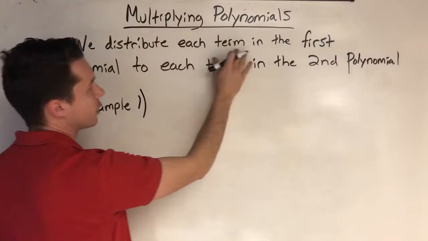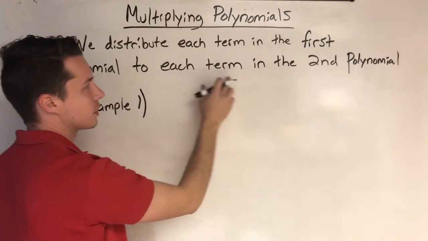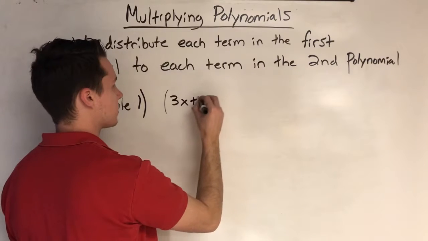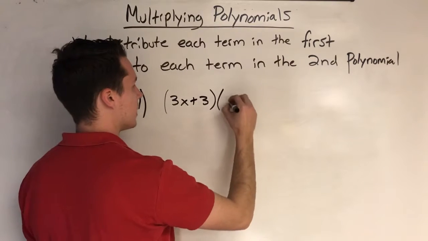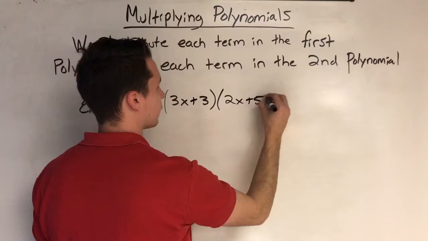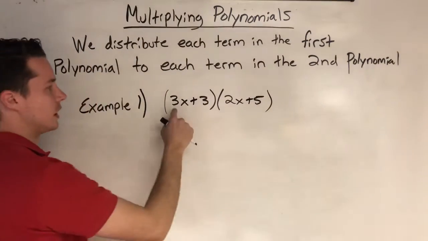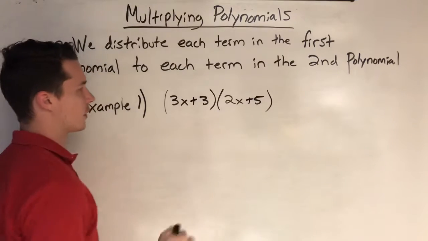We distribute each term in the first polynomial to each term in the second polynomial. So let's write one right here. Let's say we have 3x plus 3, and then let's say we have 2x plus 5. Okay? One polynomial, two polynomial. We're going to distribute each term in the first to the second.